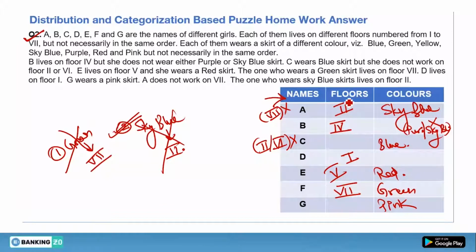Now we have to fill the floor block completely. What we can see here is we have used second, fourth, first, fifth, and seventh. Sixth is blocked here, so six will come here. And which floor is left? One, two, three. Third floor is left. So third will come here.